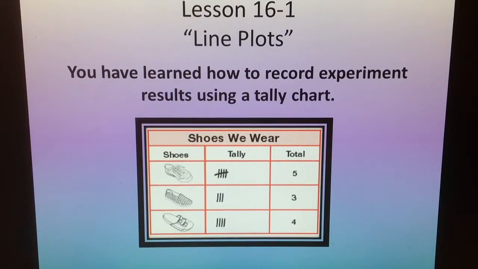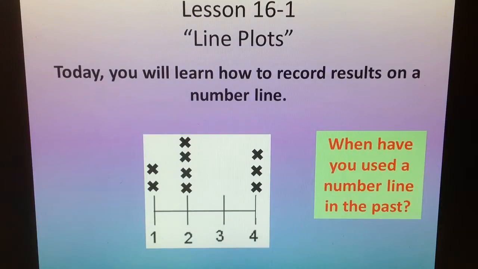Hello, today we started the first lesson in the last unit of the book. It's lesson 16-1 and it's called Line Plots. You have learned how to record experiment results using a tally chart, things like you see on the slide here, which students have done in first and second grade. Today you will learn how to record results on a number line.